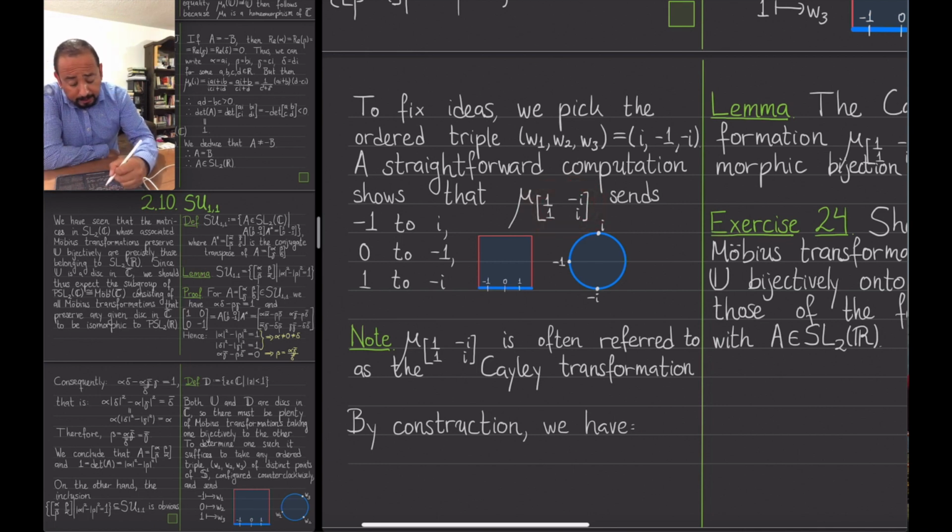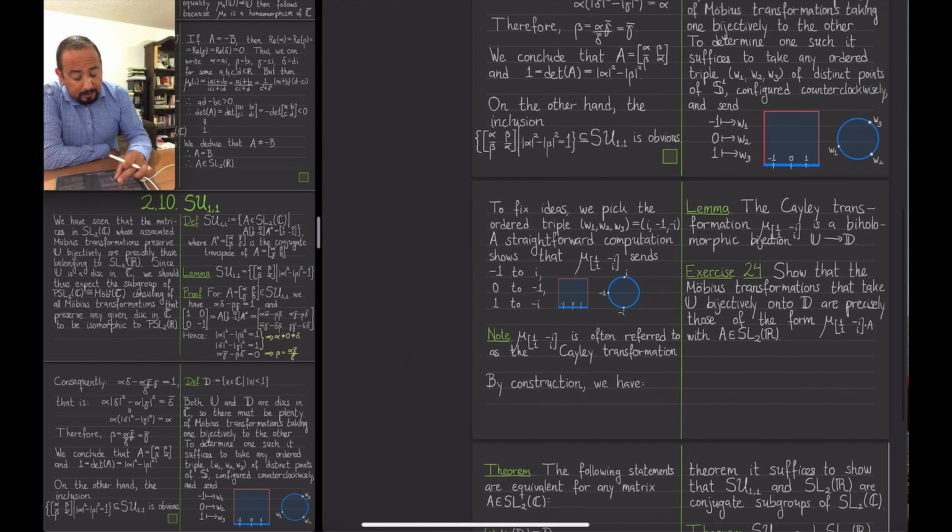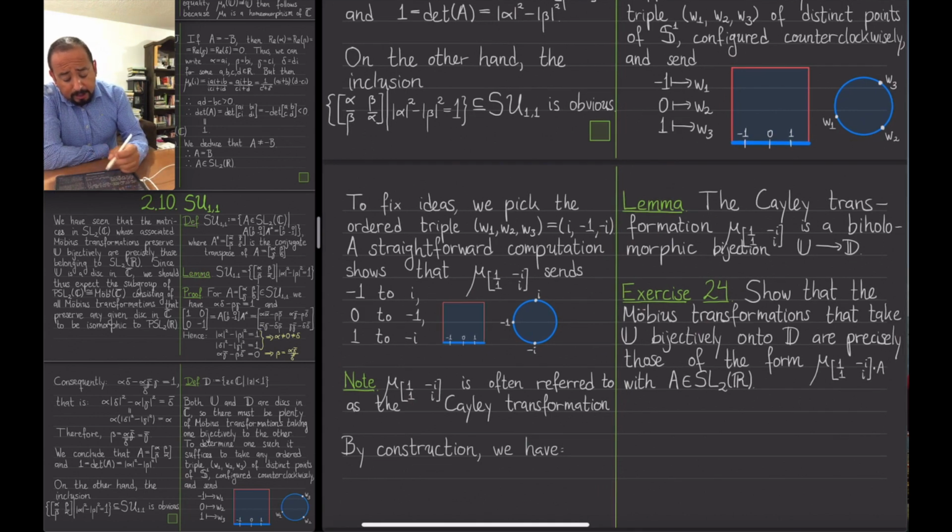In any case, if I just give you the matrix and you evaluate at -1, 0, and 1, then you directly see that this one has the desired properties. By the way, this Möbius transformation is often referred to as the Cayley transformation, the Cayley-Möbius transformation.